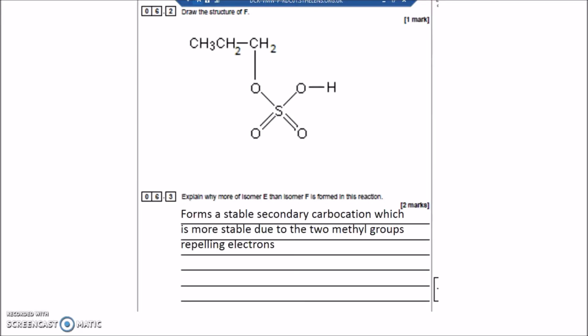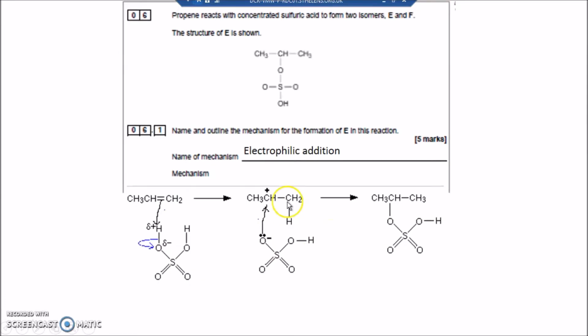You don't need to mention that bit, but for the second mark, you might need to mention the two methyl groups repel electrons. These two methyl groups here, here, and here repel electrons. In actual fact, what happens is it lowers the size of the plus charge and increases stability on the secondary carbocation. So if the hydrogen had gone onto the middle one and the plus had been on the right hand side, that would have been a primary carbocation, which would have been less stable. Just incidentally, the tertiary carbocation is even more stable because it's got three methyl groups surrounding the C plus, all repelling electrons.